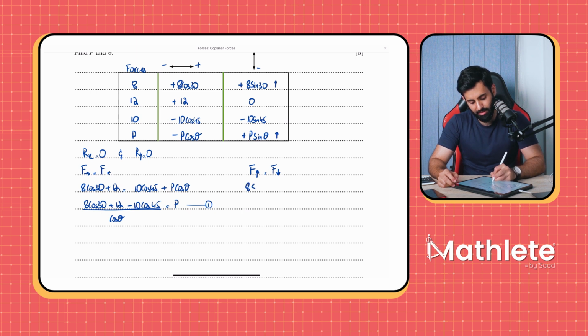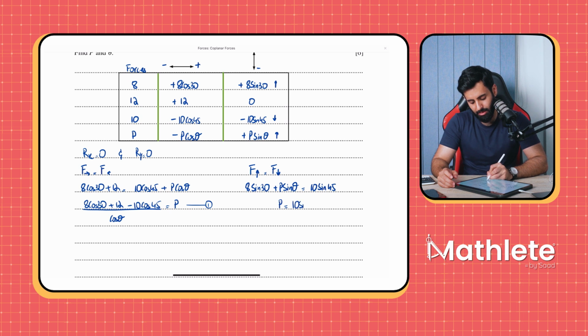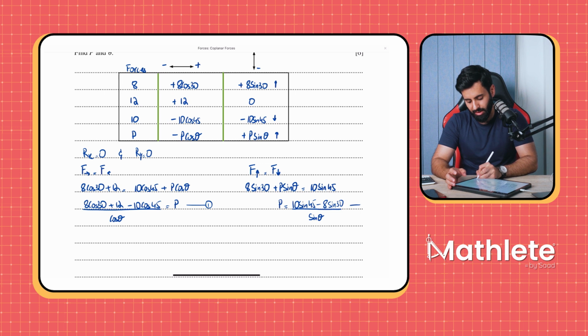So that means 8 sine 30 plus p sine theta is equal to the one force that's acting downwards, and that is 10 sine 45. Now, you may be wondering why I am keeping it all in terms of sine and cos. That's because I don't want to deal with a lot of decimals already. So we'll work it out at the very end. If I make p the subject over here, we have 10 sine 45 minus 8 sine 30 divided by sine theta. Here's the second equation.